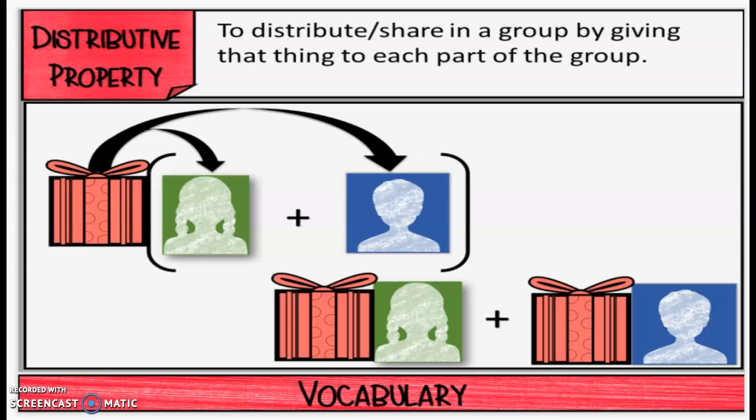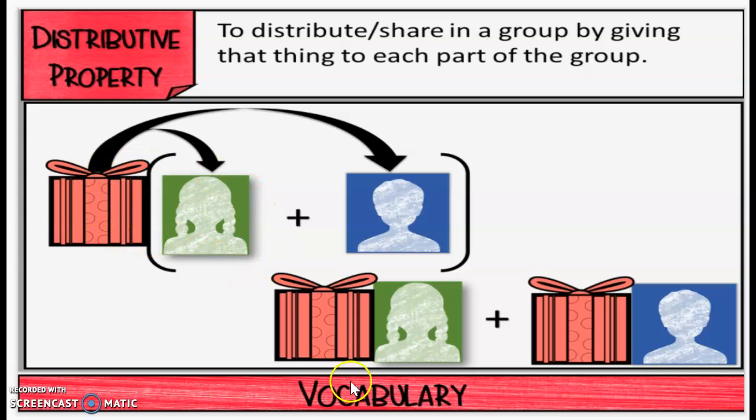Distributive property means to distribute or share in a group by giving that thing to each part of the group. Your group is located in the parentheses. The thing outside of the parentheses, you can see these arrows. You're distributing it or giving it to each person or each thing within the parentheses.